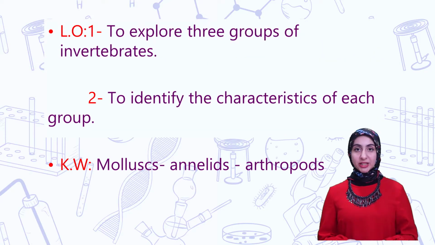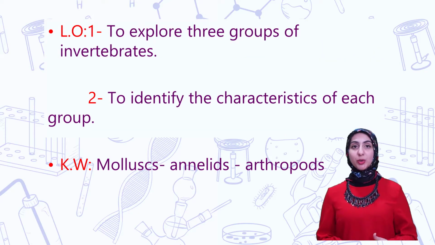So our lesson objectives today are number 1, to explore 3 groups of invertebrates. Number 2, to identify the characteristics of each group. The keywords are mollusks, annelids, and arthropods.